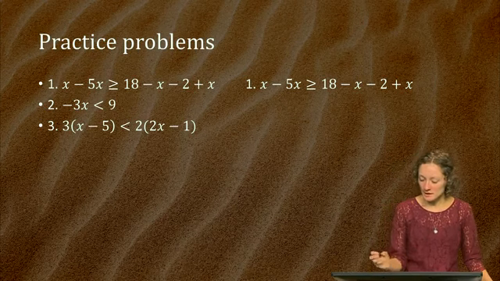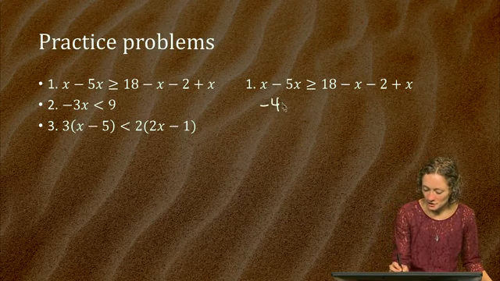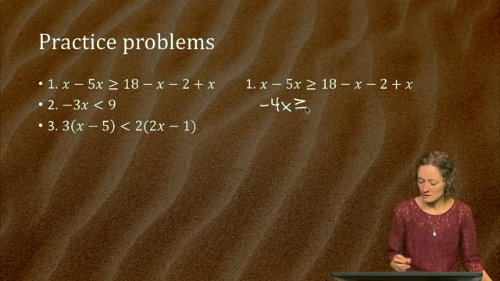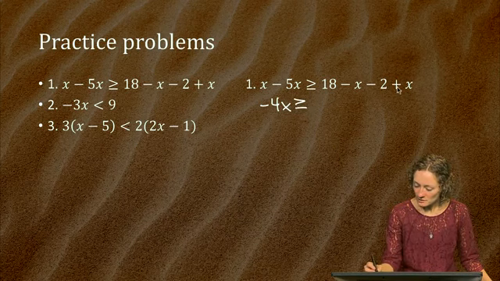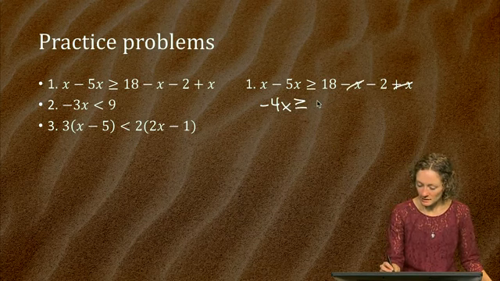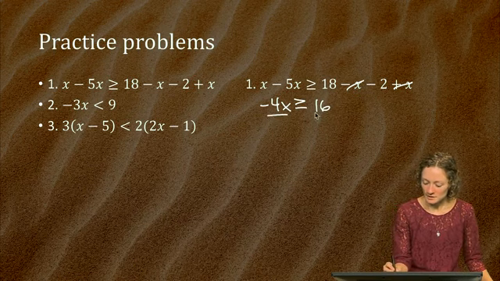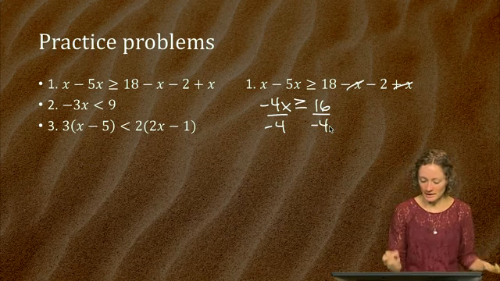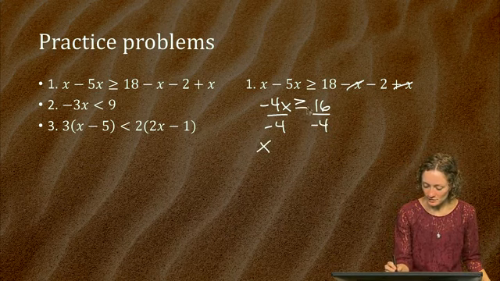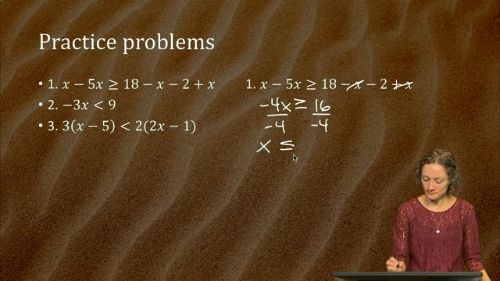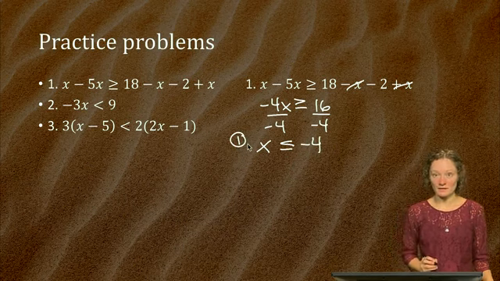Our first problem, no distributing, but we can combine like terms. We have negative x plus x cancels, 18 minus 2, 16. Divide both sides by negative 4. The alarm bell should be going off. You're dividing by a negative. That means flip the direction of the symbol. First way.